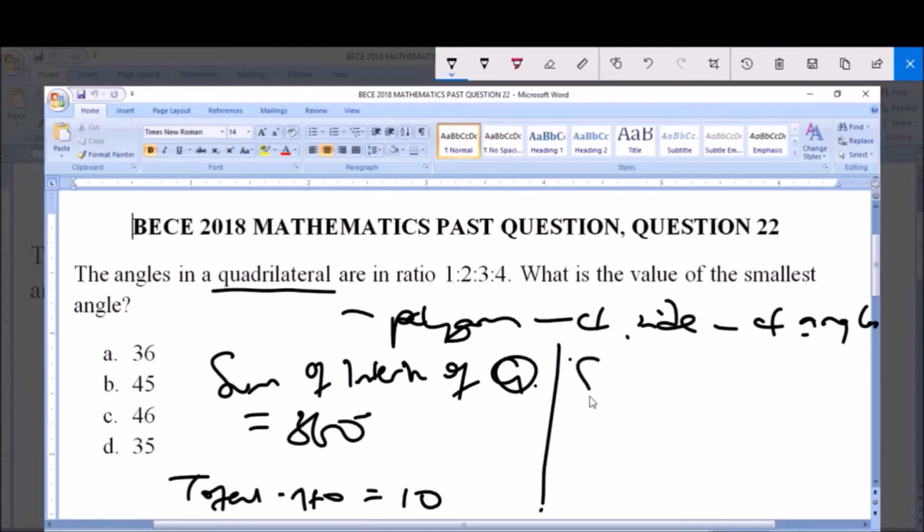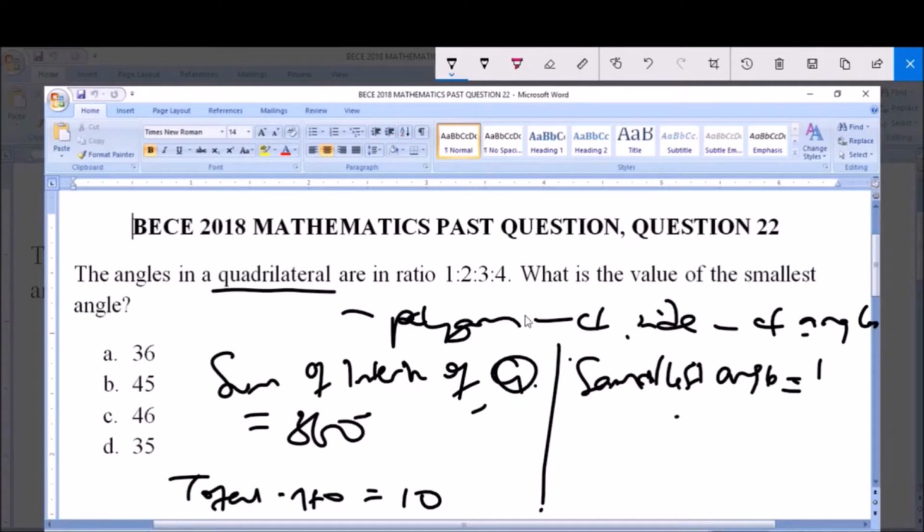So the smallest angle of the quadrilateral is equal to 1. Now to find the angle, that is to find the smallest angle, since we know that the total sum of the interior angles of a quadrilateral is 360, what happens? We take 1 over 10. Out of this 10, this 10 here is a whole that stands for the sum of interior angles.